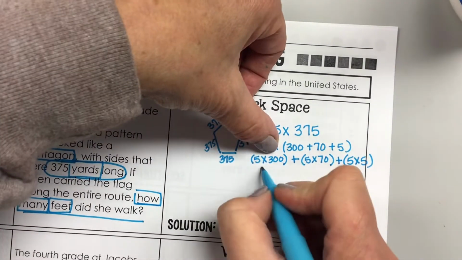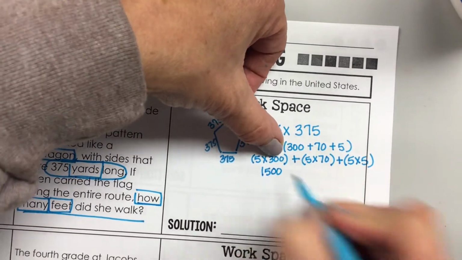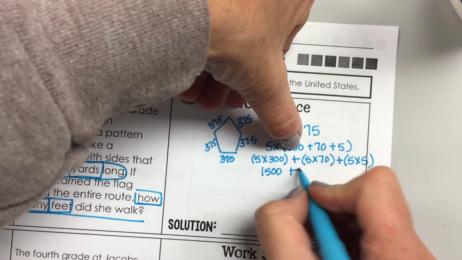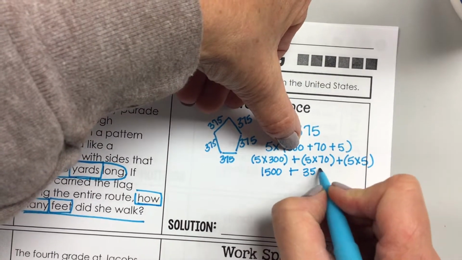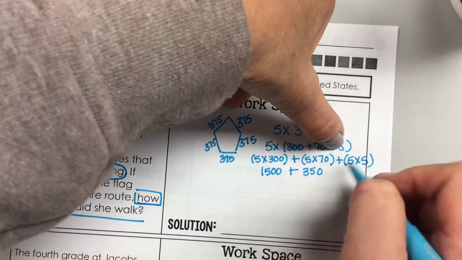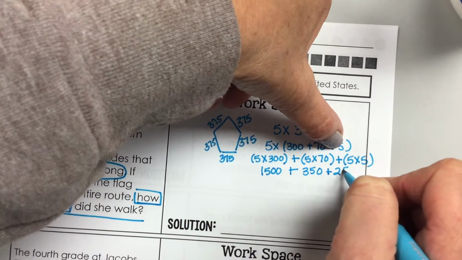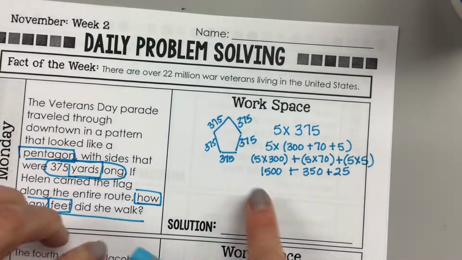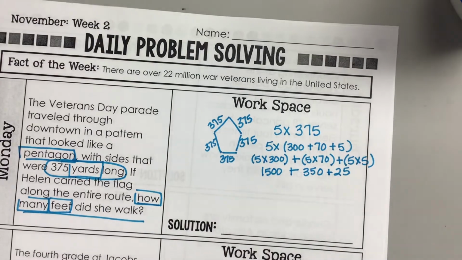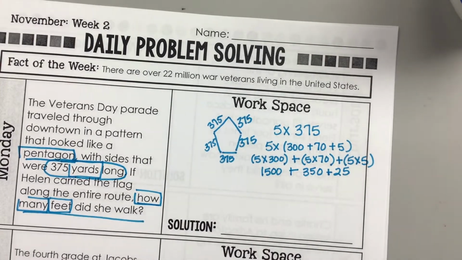5 times 3 is 15 and add 2 zeros. 5 times 7 is 35 and add a 0. And 5 times 5 is 25. So these are called, who remembers that term from Friday? What do we call those? Numbers, not factors.